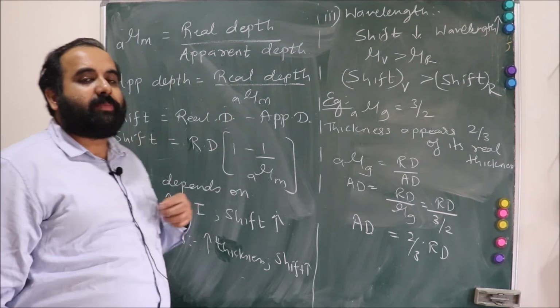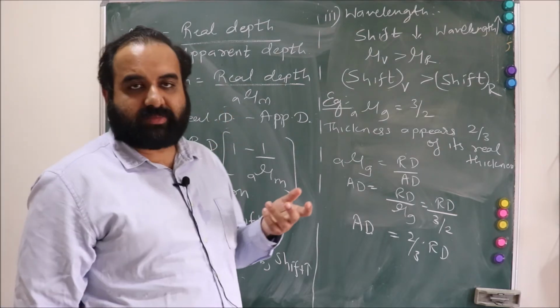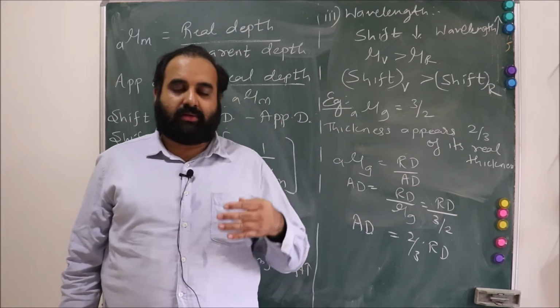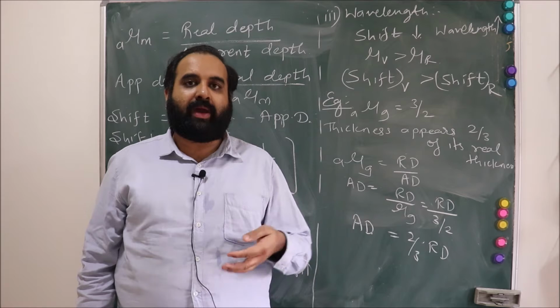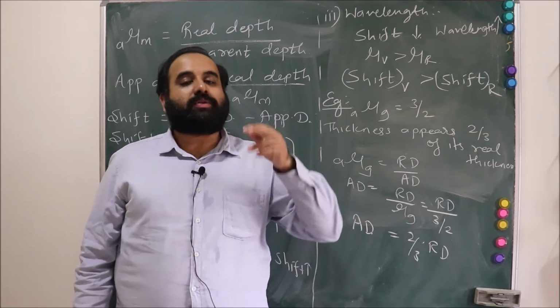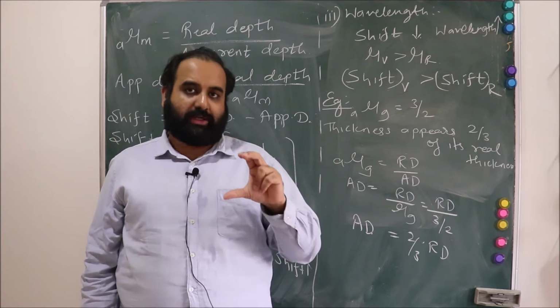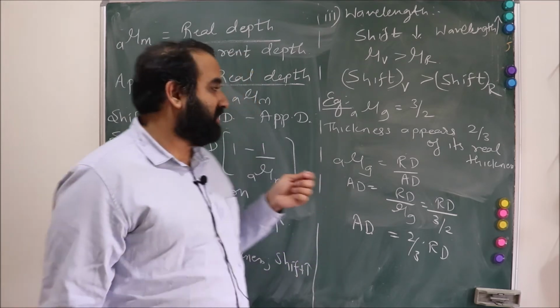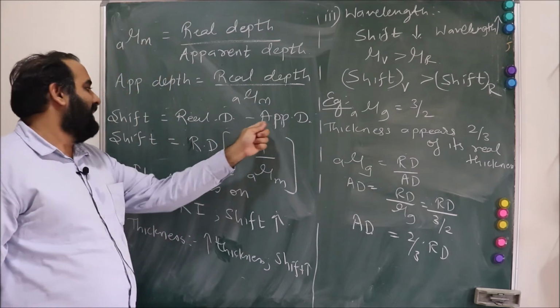And shift means what? As I said earlier, if a swimming tank is 6 feet deep and it appears to be 4 feet deep, then 6 minus 4 will be 2 feet. So 2 feet will be the shift that will take place. Shift is nothing but real depth minus apparent depth.